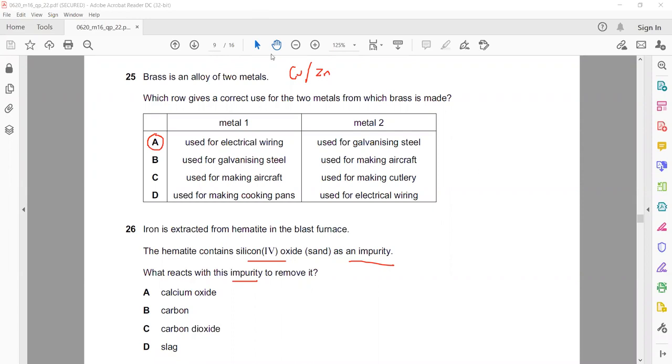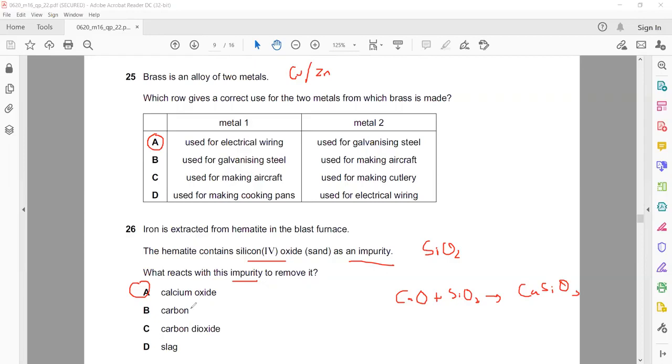So silicon(IV) oxide is a non-metal oxide. Non-metal oxide can react with metal oxide. So the silicon(IV) oxide, SiO2, reacted with calcium oxide, which results in the formation of slag, calcium silicate, CaSiO3.